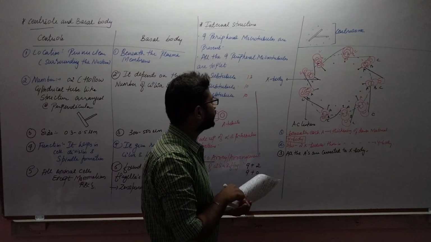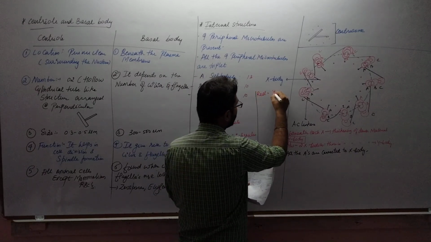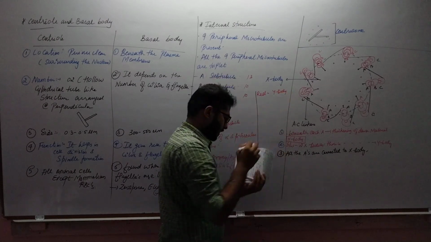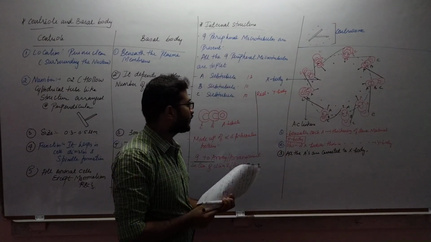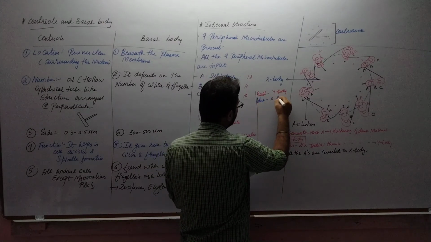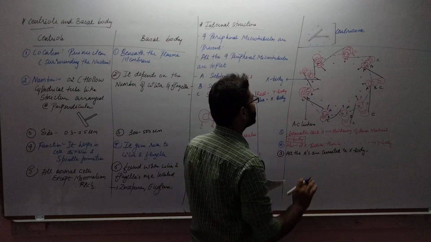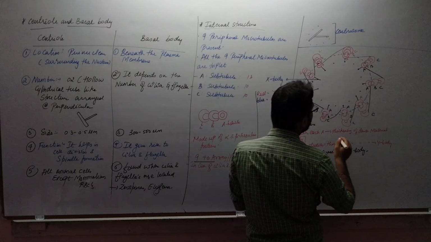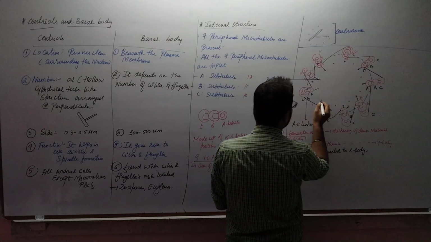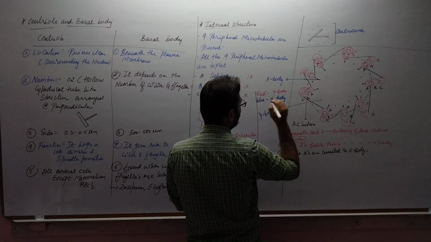You should not be confused. The things that we have drawn with the red dotted structures are Y body. The dotted structures with the blue, they are X body, right? AC linkers, it is clearly visible. X body, we have not labeled Y body. Let us label one Y body. So this is Y body.